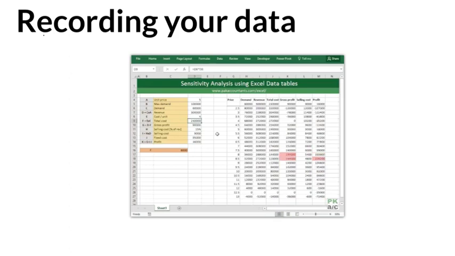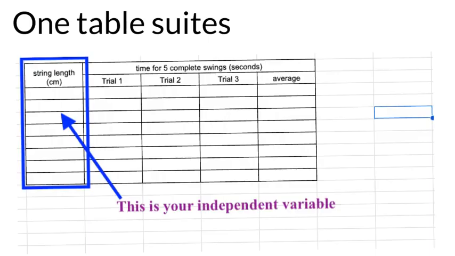So let's see what we need to do with our classic table. When you're setting up your table for your data, we always set it up like this. Our first column is going to be our independent variable. This is going to have the values we are going to use. Let's say in this one, I've got one which is talking about a pendulum, and we change the length of the string to see what happens with 5 complete swings.